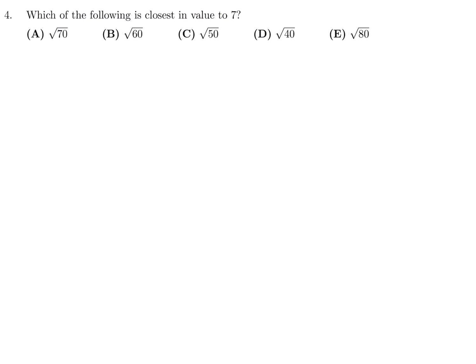Which of the following is closest in value to 7? Well, if you were to figure out the numerical value for each of these, the square root of 50 is approximately 7.1, and that's the closest of all of these. So number 4, the answer is C.